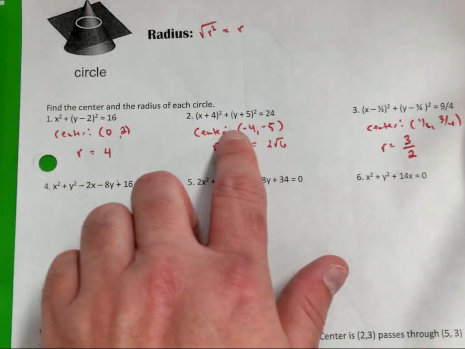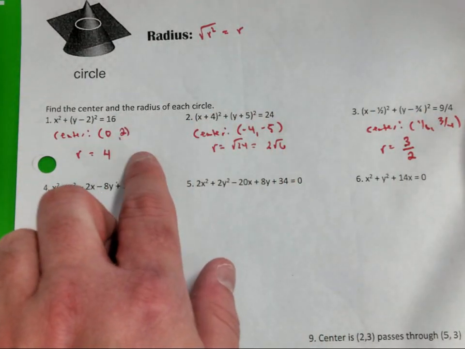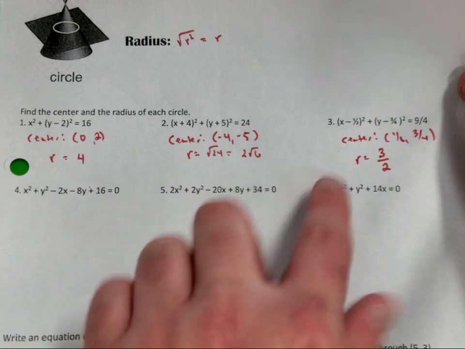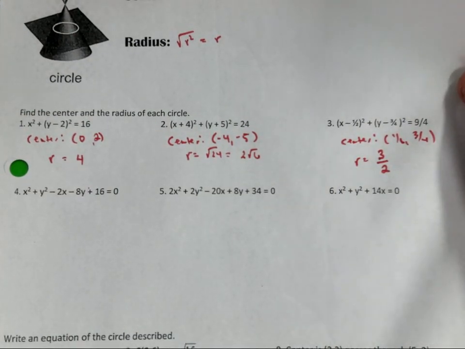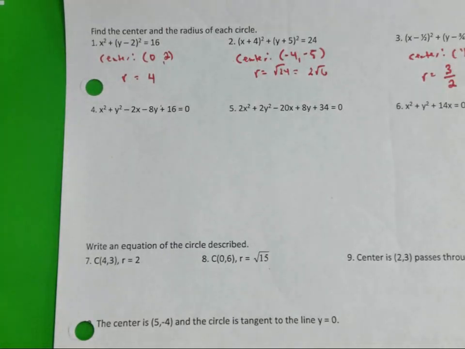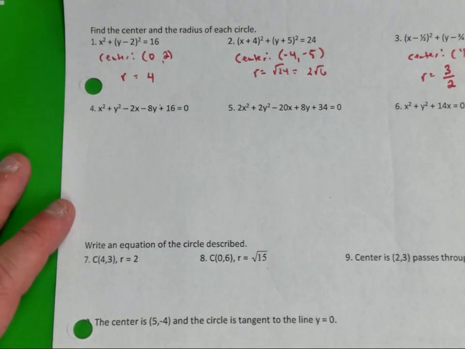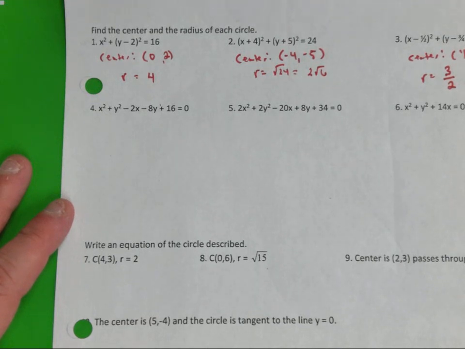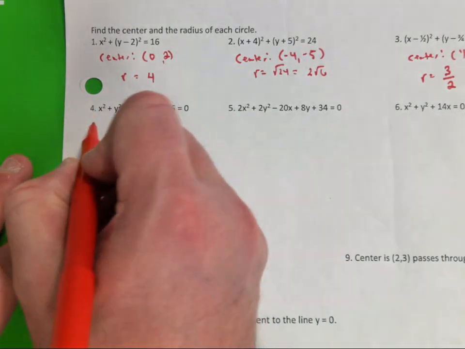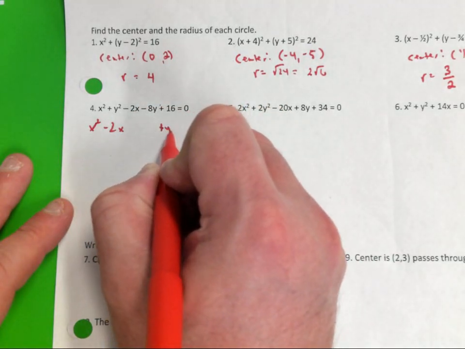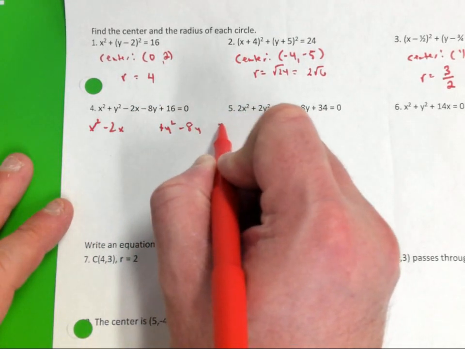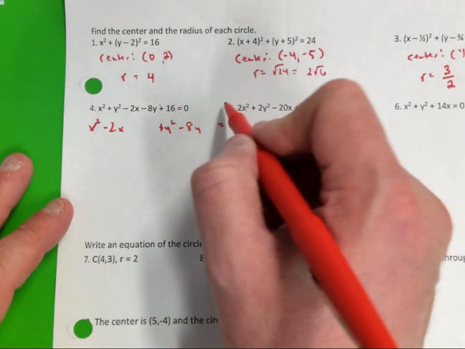Now that is standard form. All 3 of those were in standard form. But do 4, 5, and 6 look like they're in standard form? No, they do not. So you've got to do something different with those. Alright, so on number 4, you want to get all your x's together, all your y's together, and get anything that doesn't have a variable to the other side. So I'm going to rewrite this as x squared minus 2x, leave a space, plus y squared minus 8y, leave a space, and bring that negative 16 over.